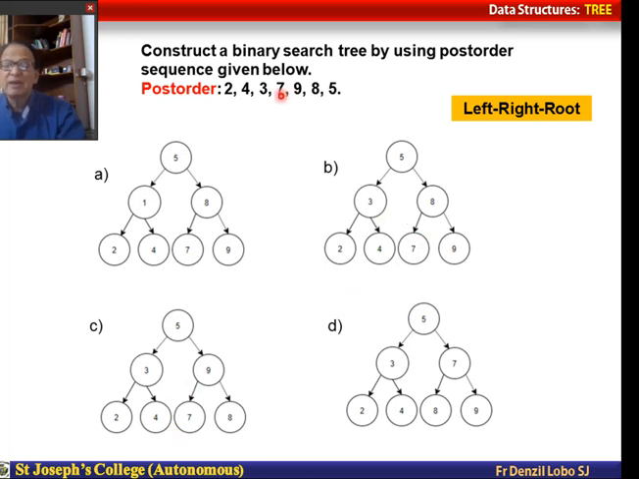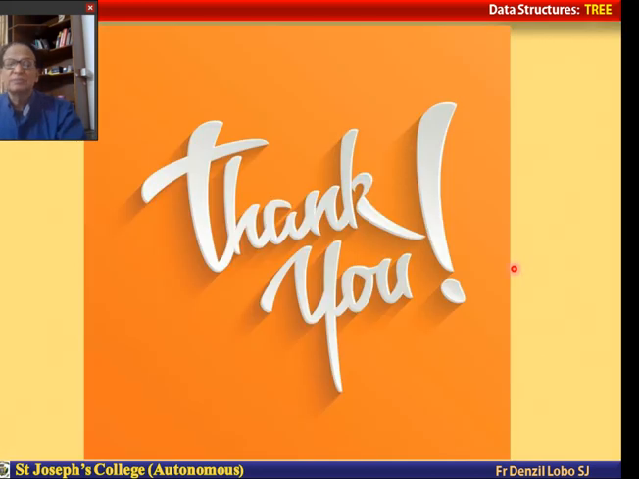Then 7 is there. Then 9 should be the right. In this case, this is wrong. This is correct: 7, 9, 8, 5. Therefore B is the answer. So this is how you can identify. Already the trees are given. You have to identify which is the correct one. Much easier. So pre-order, post-order is there. Again post-order: 5. So left, right, root. So this is the correct answer for this. Thank you.